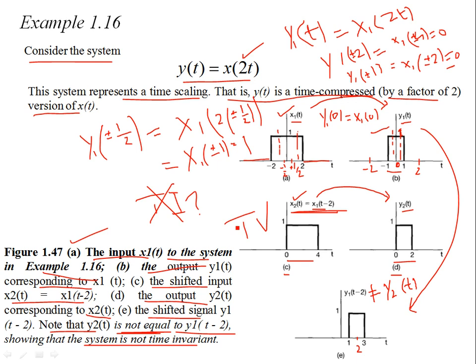So that's the idea. That's how you have to quantify the system as time varying or time invariant. If the output is delayed by the same amount and the waveform is preserved in time, well, waveform preservation is one thing, but you have to see if it is delayed by the same amount of time. That's important. If it is delayed by the same amount of time, then the system is time invariant.